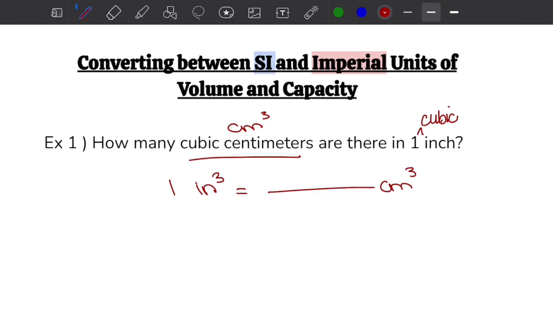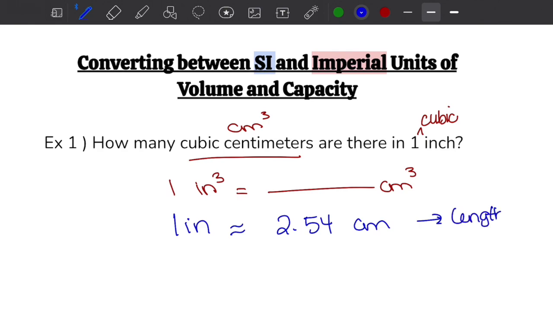So look at the top of your formula sheet, and I believe in the third column it should say 1 inch is approximately, those squiggly lines mean approximately, 2.54 centimeters, and I'm going to write that down underneath my question, and I'm going to make sure that I line up my units. So 1 inch is approximately 2.54 centimeters, and this of course compares the length, not the volume or the capacity. So how do I get from 1 inch to 2.54? The numbers are getting bigger, so I multiply by 2.54.